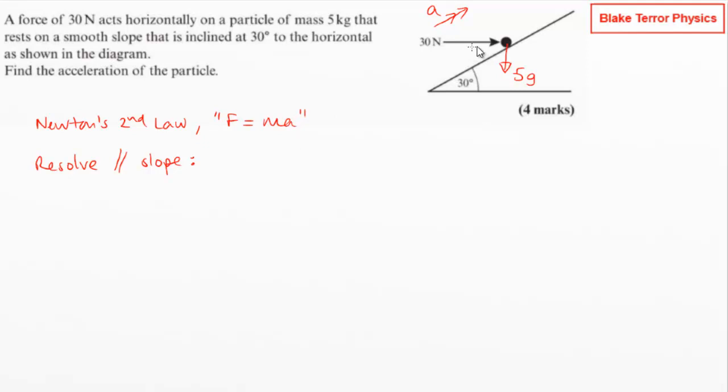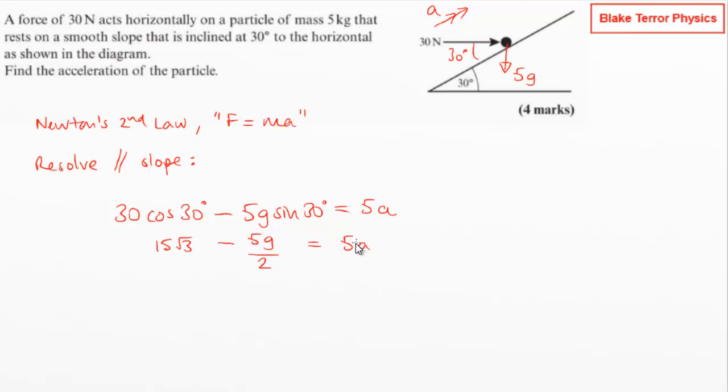We know we've got to do a few things with angles, because of course that's going to be 30 degrees in there. So going up the slope, we're going to have 30 cos 30 degrees. Down the slope, we've got 5g sine 30 degrees. And that is going to be equal to our mass of 5 multiplied by our acceleration. So we can plug all this in. We know that cos 30 is root 3 over 2. So we've got 15 root 3 minus sine 30 is a half, 5g over 2 is equal to 5a.